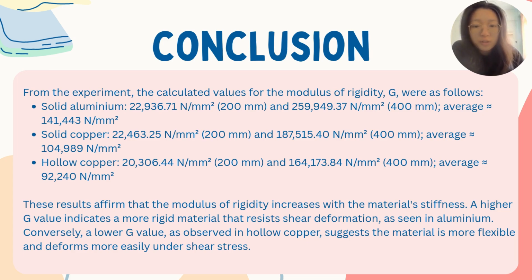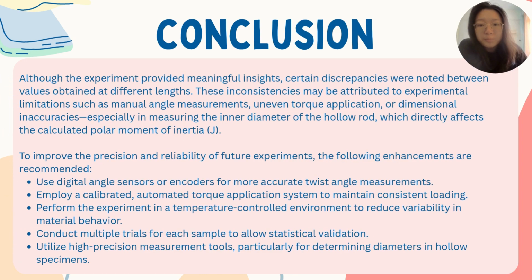A higher G value indicates a more rigid material that resists shear deformation, as seen in aluminium. Conversely, a lower G value, as observed in hollow copper, suggests the material is more flexible and deforms more easily under shear stress. Although the experiment provided meaningful insight, certain discrepancies were noted between the values obtained at different lengths.